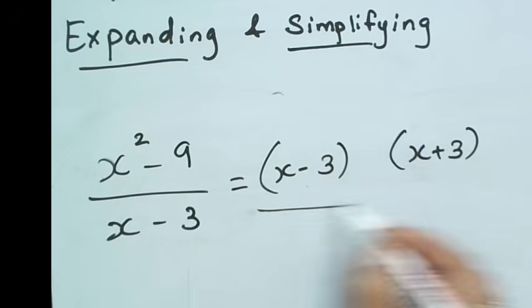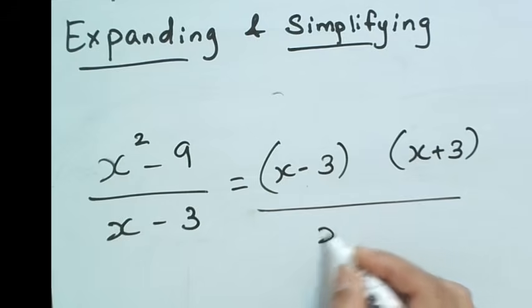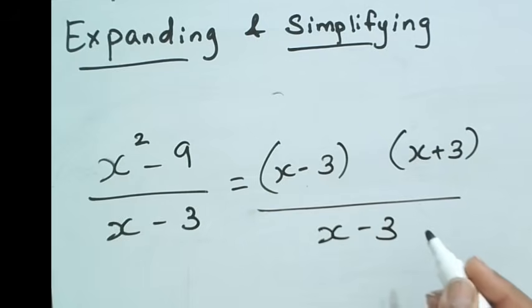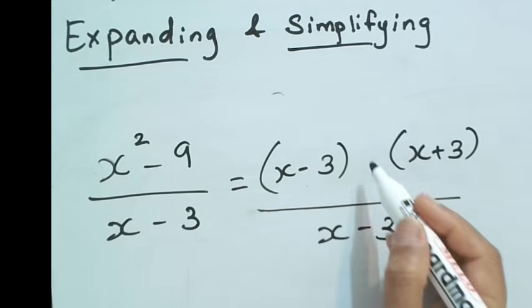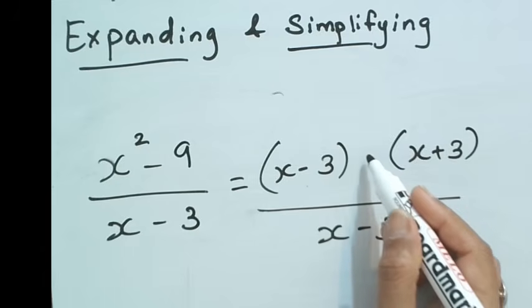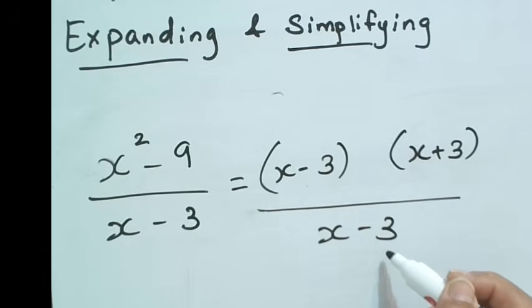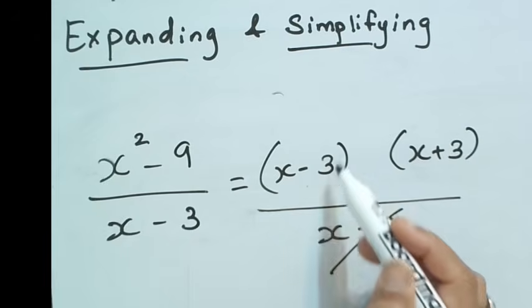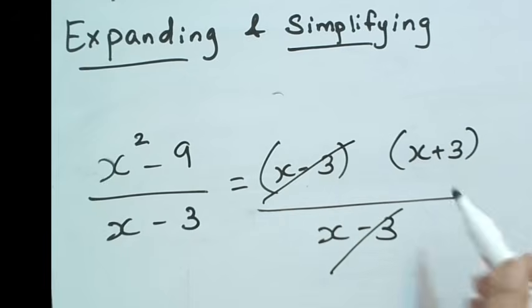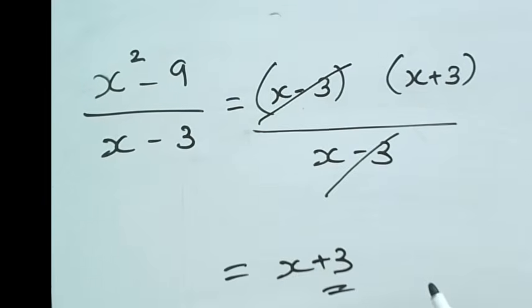Very carefully. And they say divide by x minus 3, and now you know they are times together. If you see this, they are times here. So you can very well cancel it. You can cancel x minus 3 at the bottom with x minus 3 at the top, and now you are left with only x plus 3. Done. So this is your final answer.